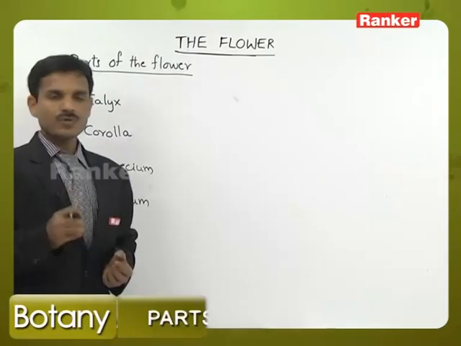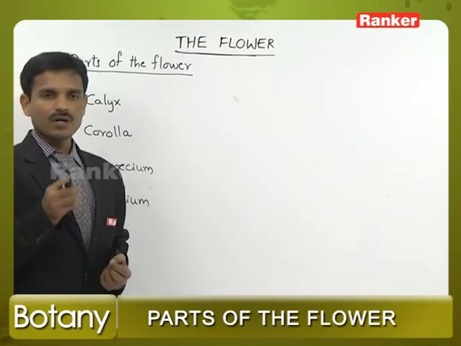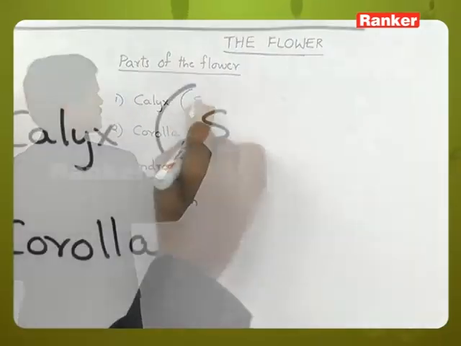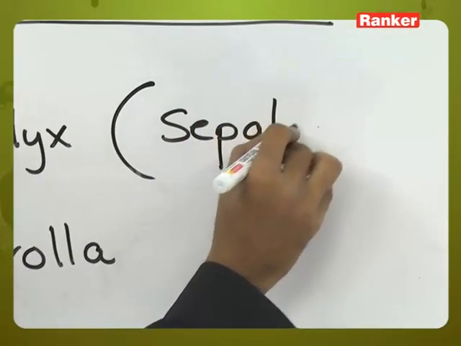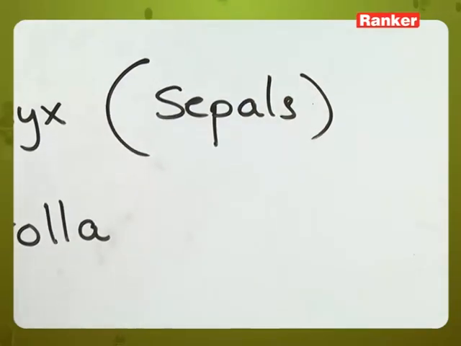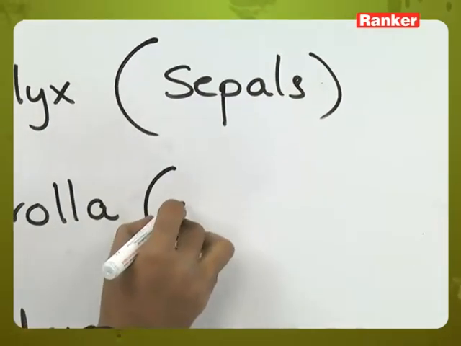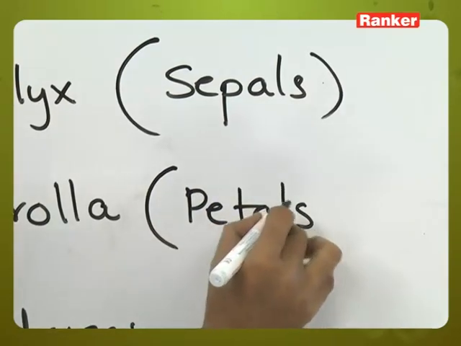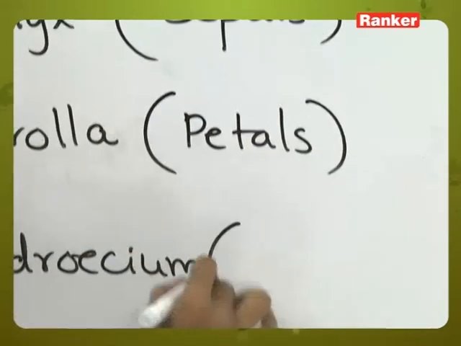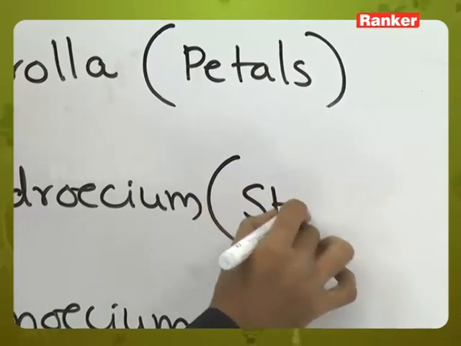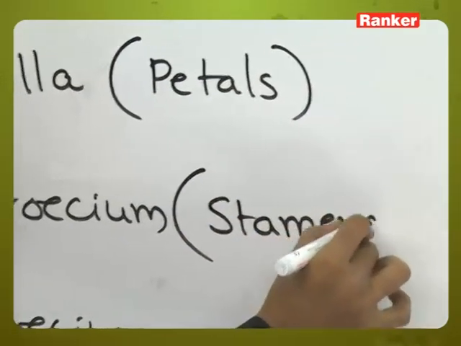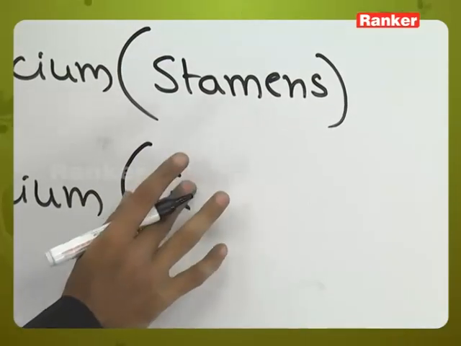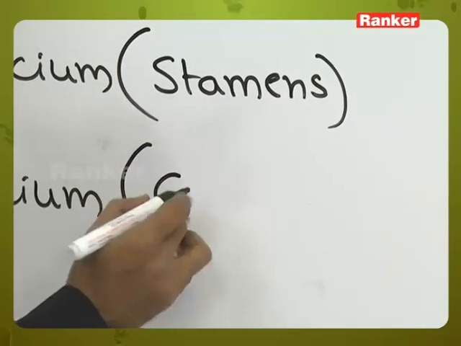Calyx is composed of a number of green colored floral leaves. Calyx members are known as sepals. Corolla members are known as petals. Androecium members are known as stamens. Gynoecium members are known as carpels.